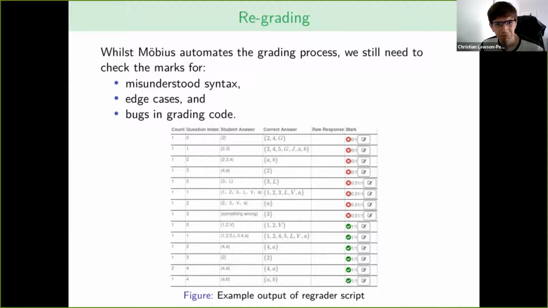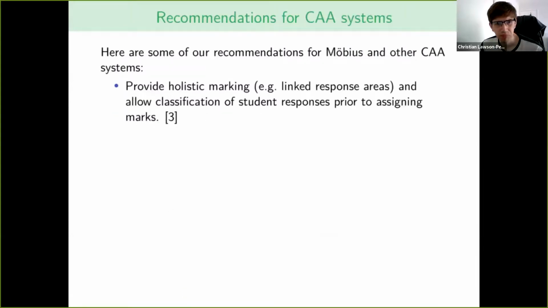So to conclude, I will summarise some suggestions that we feel should be incorporated into any sophisticated computer-aided assessment system. The first is to allow holistic approaches to grading, incorporating several response areas and allowing us to carry earlier errors made by a student into later parts of a question. In addition to this, having a classification of student responses prior to grading would allow us to debug code and regrade much quicker, as well as giving more detailed insight into our students' learning.